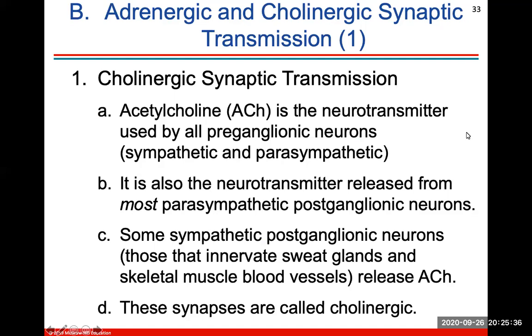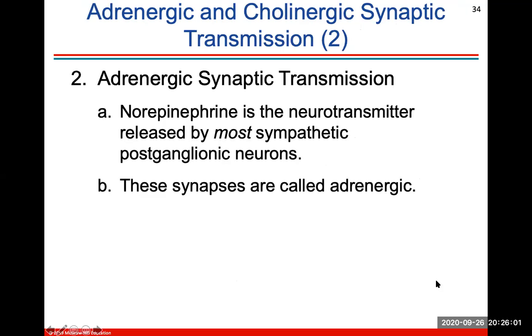This looks at adrenergic and cholinergic synaptic transmission. Cholinergic synaptic transmission is where acetylcholine is the neurotransmitter in both sympathetic and parasympathetic. I'll let you guys read through these synapses, but these synapses are called cholinergic. Adrenergic synaptic transmission is when norepinephrine is the neurotransmitter in most sympathetic synapses. And this is what these synapses are called, adrenergic.